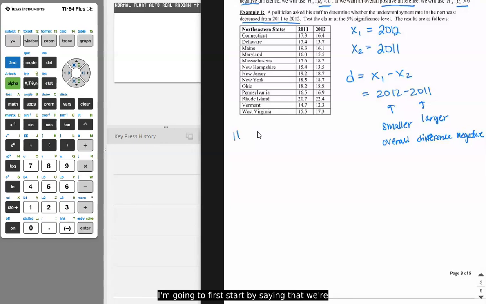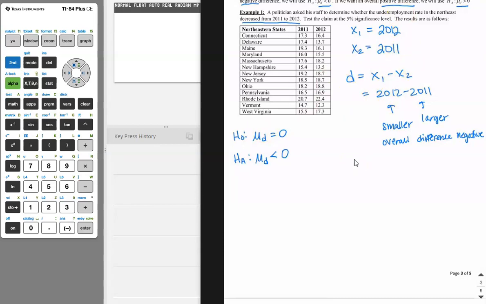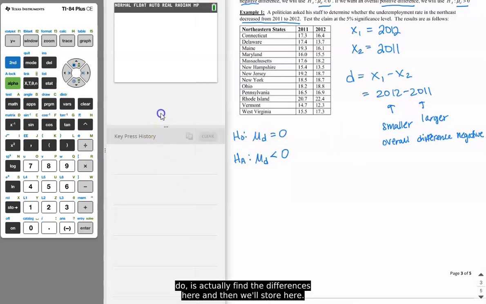So I'm going to first start by saying that there's no difference between the means. In my alternative, since we want an overall difference of negative, it's going to be less than 0. We're saying less than 0 for the overall difference between the 2 years. So what I'm going to have my calculator do is actually find the differences here, and it'll store them here.